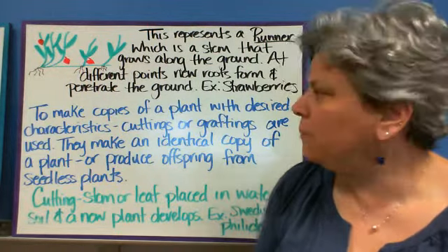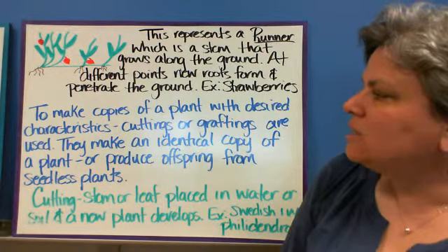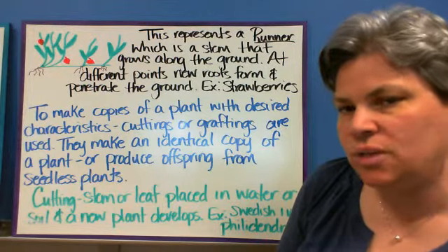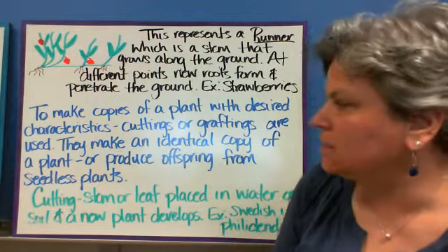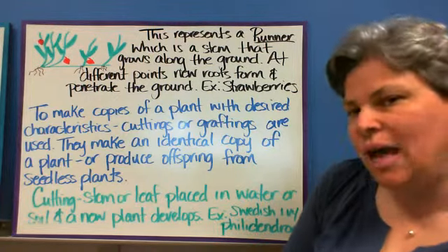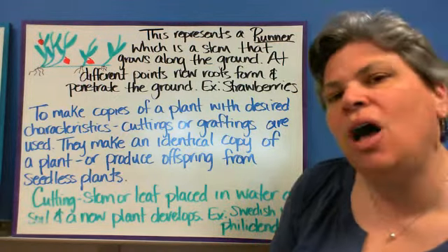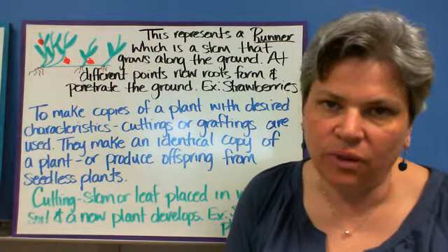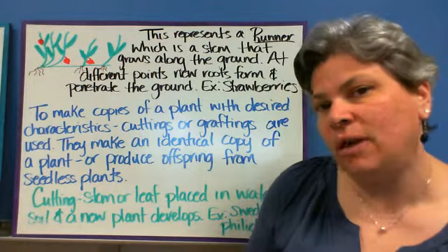That's how they grow. To make copies of a plant with desired characteristics, sometimes things called cuttings or graftings are used by horticulturalists. Horticulturalists are people that basically grow plants. They make an identical copy of a plant or produce offspring from seedless plants. What's the problem with seedless plants? If plants don't have seeds, how is that plant going to make more of itself? Well, it can't. So basically, we need to do it for it.